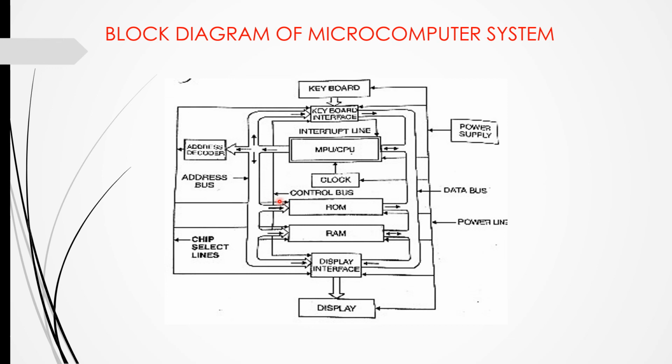Now here you can see control bus. It carries control signals generated by microprocessor unit. Then here you can see power line. Power line is necessary to operate the circuit. It is given to each and every block. So this is all about microcomputer system.